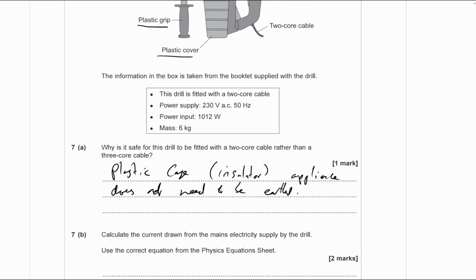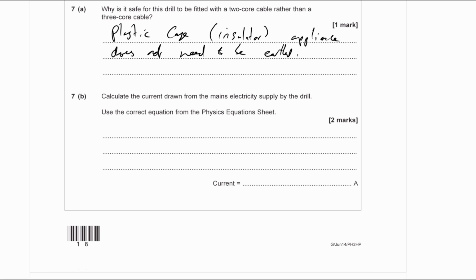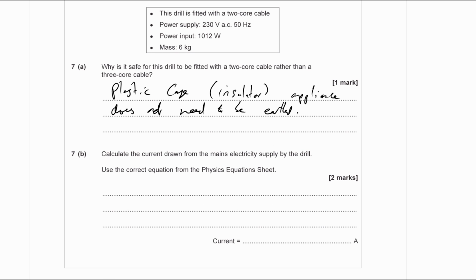All right, next, let's have a look at 7b. It says calculate the current drawn from the mains electricity supply to the drill. All right, so if we go back up and have a look at our values, we have a power supply of 230 volts. We have a power of 1012. Now notice we're told nothing about the resistance, right? So we're not going to use that equation. What we are going to use though is power, voltage, and current.